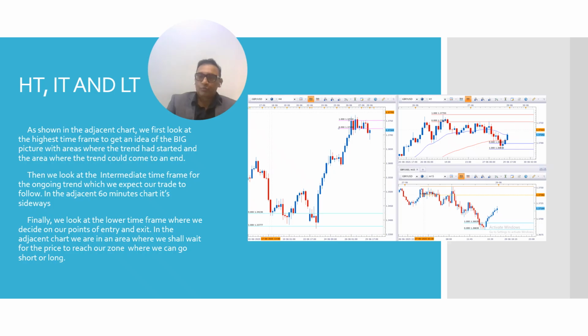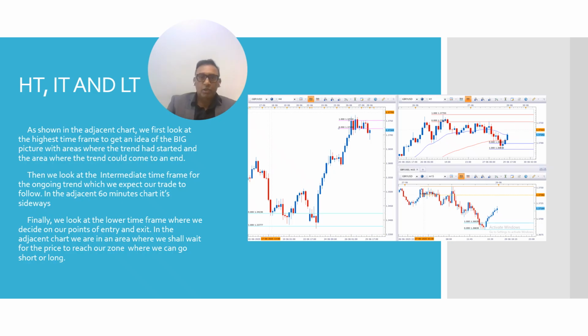Therefore, it's better to wait for the price to either form a higher low, which happens to be an upward movement or an uptrend, or a lower high, which could form a lower or a downtrend, and we could then take a seller's trade.